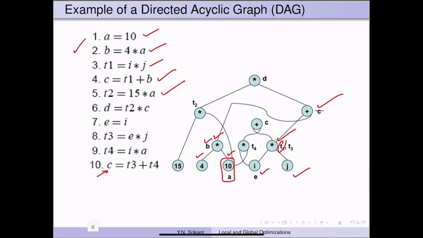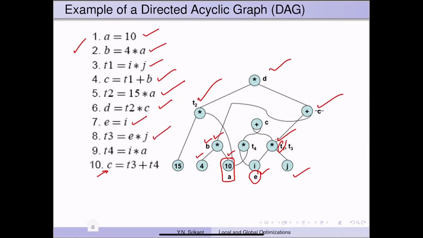Then we have T2 equal to 15 star A. So that is also here. That's easy to see. Then we have D equal to T2 star C. So that part is here, right? Then we have E equal to I. Well, I is already an old value, so there is no need to actually create a fresh node for it. We will simply attach E to the node I itself.